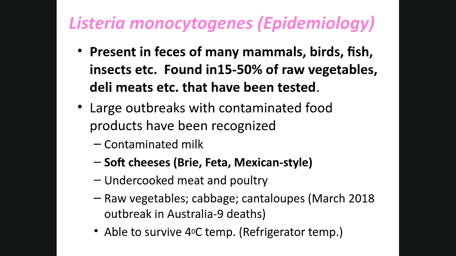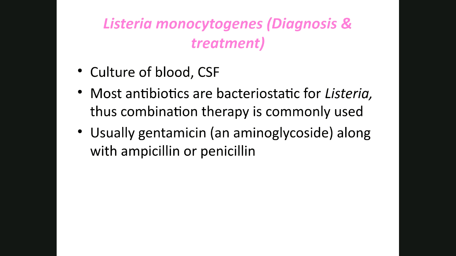Now you see, it is present in a wide variety of the environment. It is present in mammals, birds, fish, etc. So outbreaks have occurred with contaminated foods, contaminated milk, cheese, undercooked meat and poultry, raw vegetables, etc. So you can also say that it is a type of food poisoning in that way.